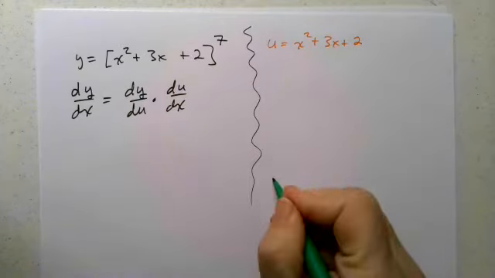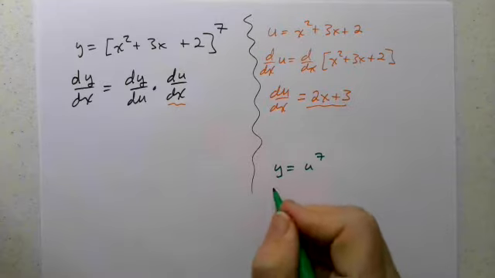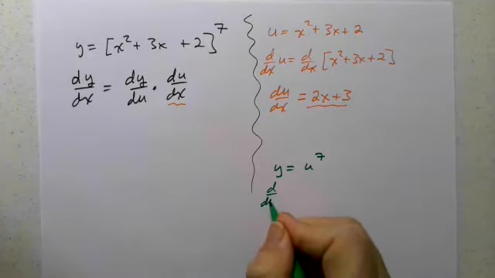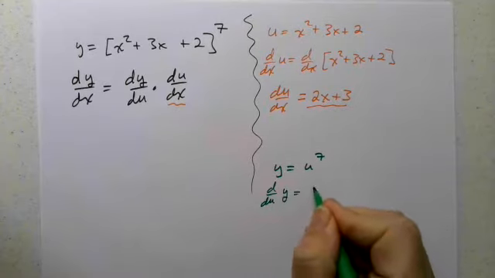Now down here we said y was u to the 7th. So I need dy du. That would be the derivative with respect to u of y, which is the derivative with respect to u of u to the 7th. So we're going to say dy du is 7 u to the 6th. So that's dy du, and this is du dx, so I can go ahead and make my substitution. So what do we get? What's our answer going to be?